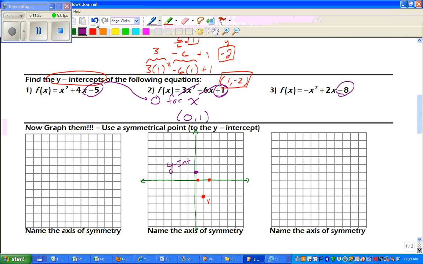And on this graph, they also ask you to use a symmetrical point down here. So it says use a symmetrical point to the y-intercept. So a parabola is symmetrical. If you split it right down the middle, it's the same on both sides. So I'm going to show you guys. I'm going to split this thing right down the middle, right through the vertex. Now from this line of the vertex, how far am I to get to that y-intercept? 1. So that means if I go 1 to the other side, I'm going to have its symmetrical point, correct? So this right here, that's called the symmetrical point.